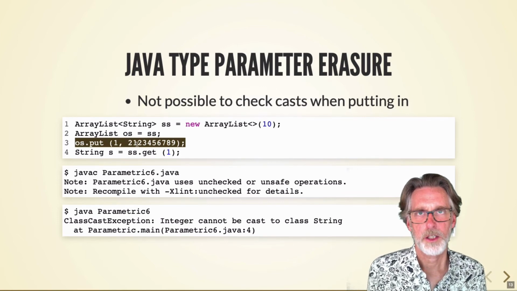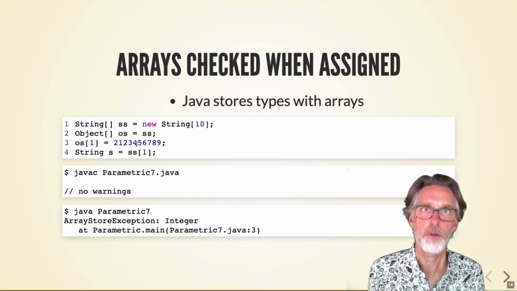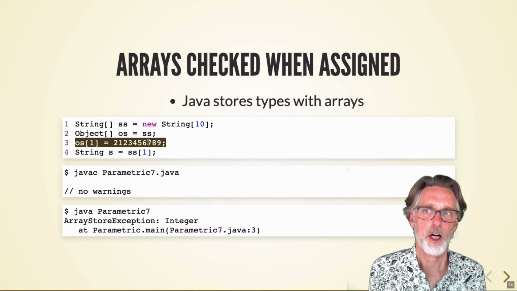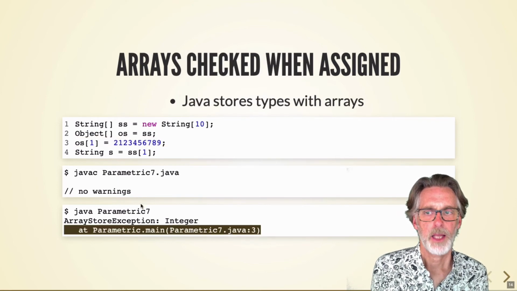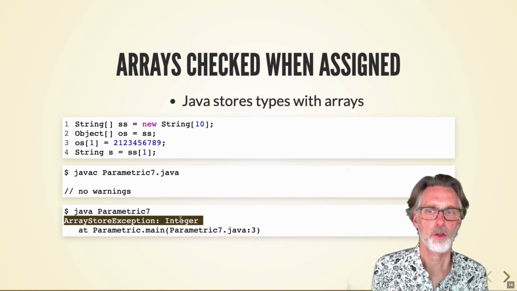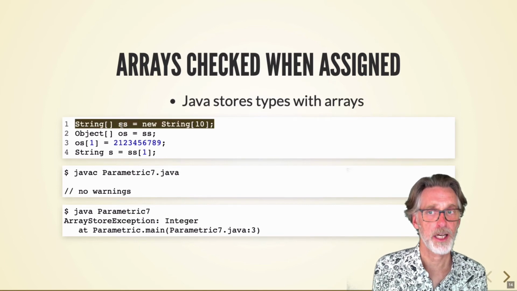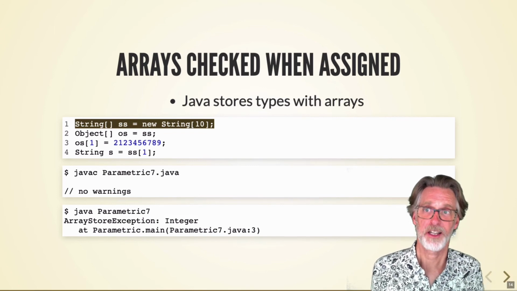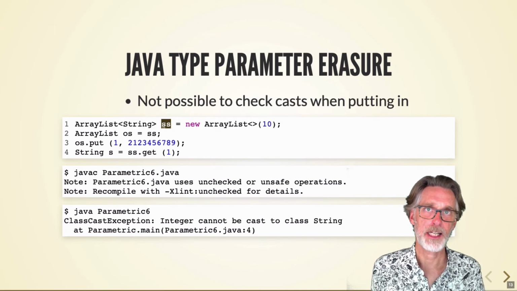It's interesting to note that Java does something different with arrays. Arrays were in the language from the get-go, and arrays do store their types at runtime. And therefore, Java can check arrays as they are assigned. So here, same code, but using directly arrays instead of an array list, we get the error on line 3, and the error is an array store exception. It says you're trying to put an integer into an array that is not an array of integers. This is an array of strings. That's possible because we dynamically know that the array is an array of strings. That's not possible here because there's no dynamic information about the parameter type on SS.